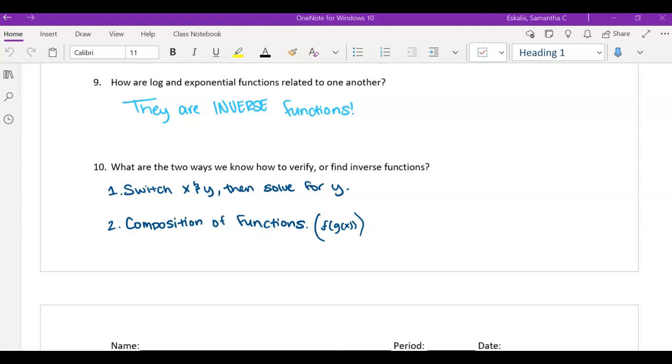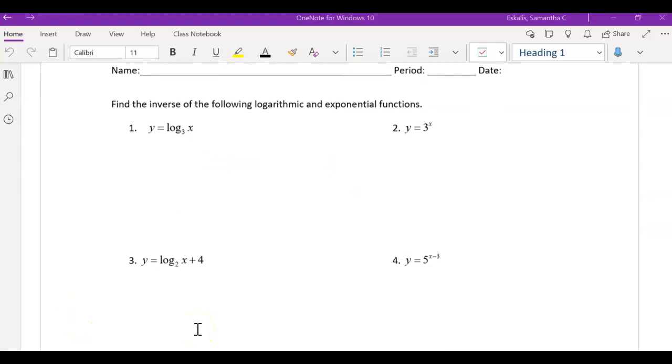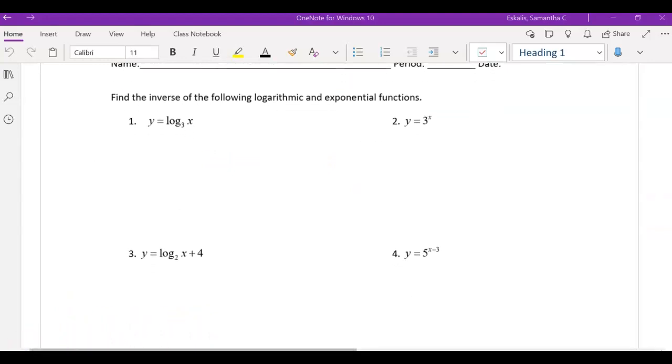So now that we know exponential and log functions are inverse functions of one another, we are going to solve some examples. So let's scroll down to the examples page. Starting with number 1, we have y equals log base 3 of x. So we're going to solve most of the ones on this page by switching the x and y values.